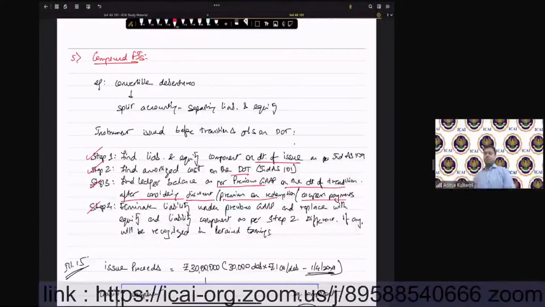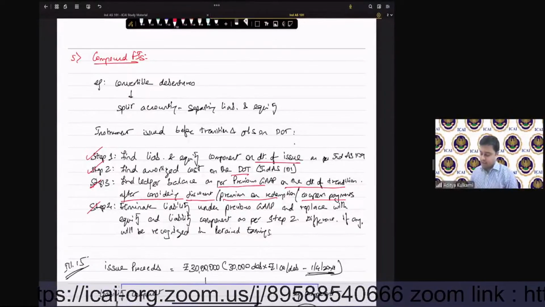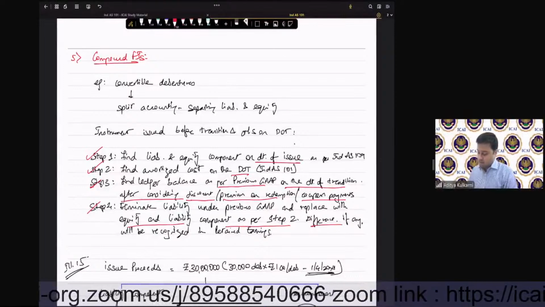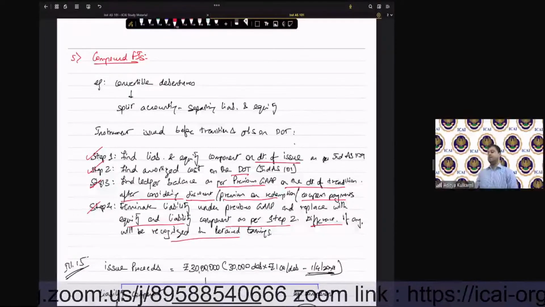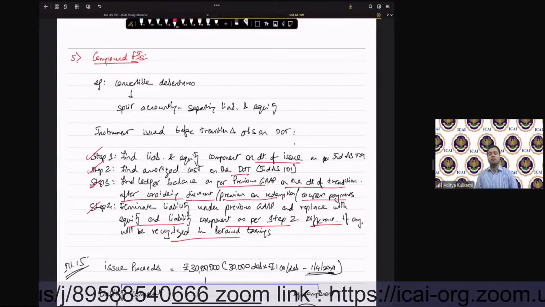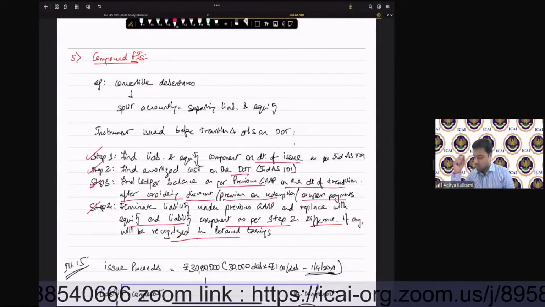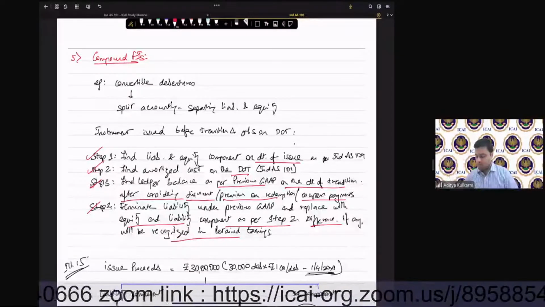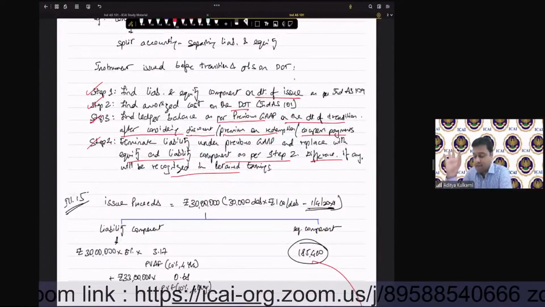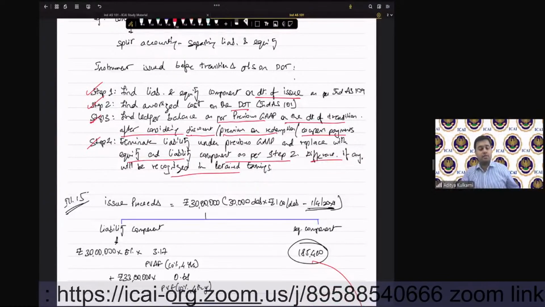And the fourth step is eliminate the liability under previous GAAP, and replace it with the equity and liability component as per step two. The difference, if any, is recognized in retained earnings. Any doubts? So you have to do the restatement. There is no option under compound financial instruments.